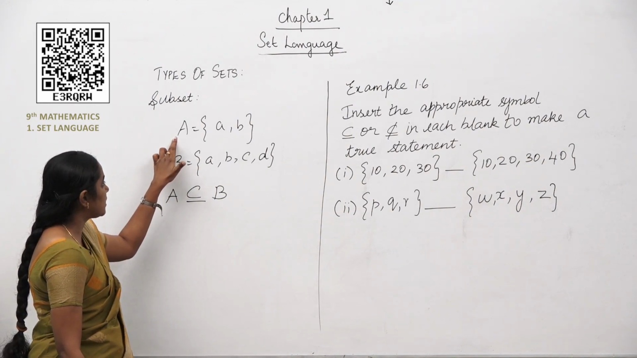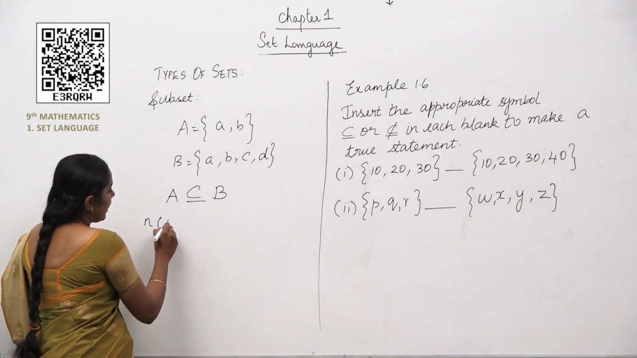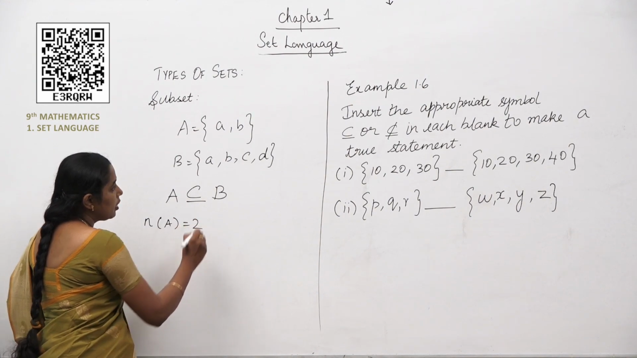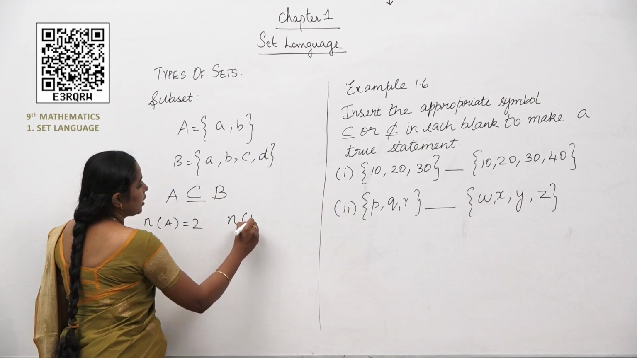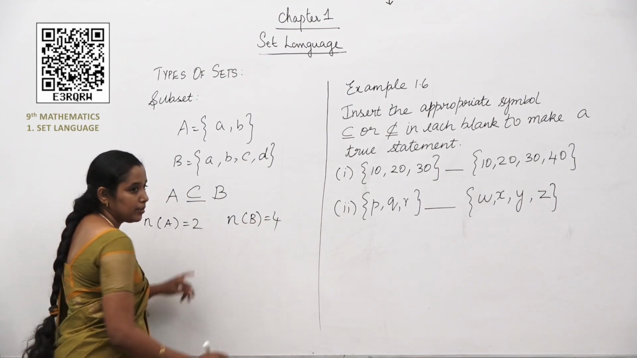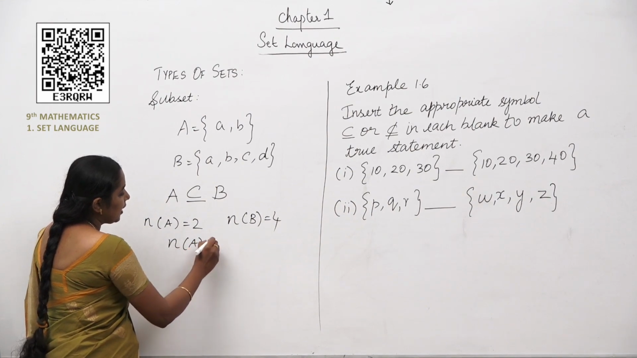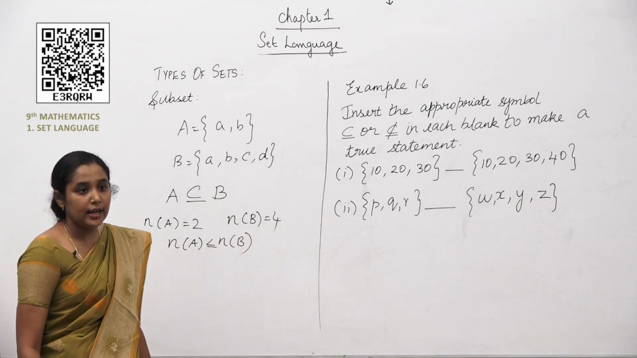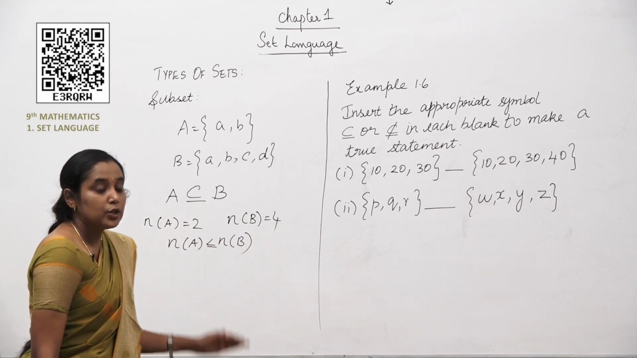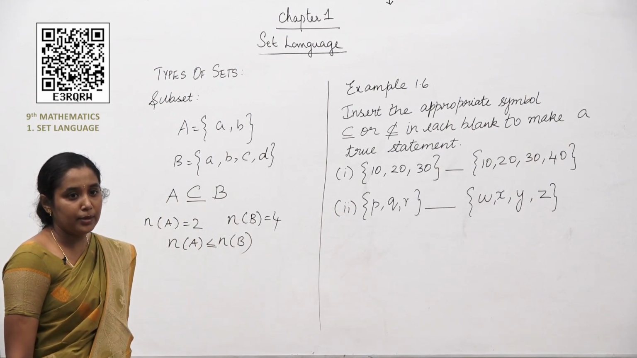From this, how many elements are there in set A? n of A is equal to 2, and how many elements are there in set B? n of B is equal to 4. So from this you can say n of A is less than or equal to n of B. That is, the number of elements in A should be less than or equal to the number of elements in B.